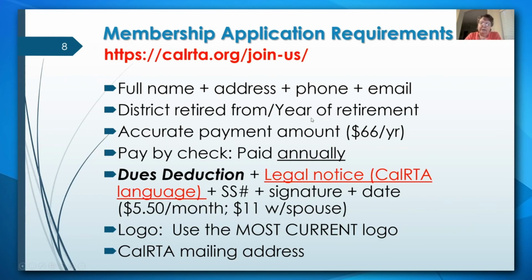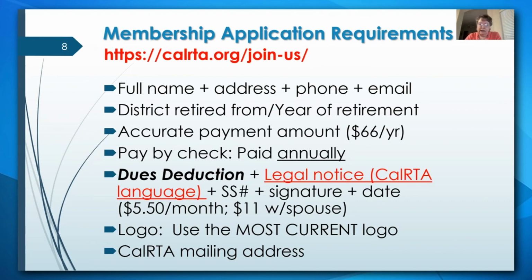And then people can join either by cash payment or by dues deduction. If they're paying by cash or check or PayPal, it's one amount per year, $66 per year, paid annually, not divided up into months. That's something to make sure everybody understands. Or somebody can join by means of dues deduction, which means their dues are deducted monthly from their pension, and they hardly even know what's happening once they've signed up.